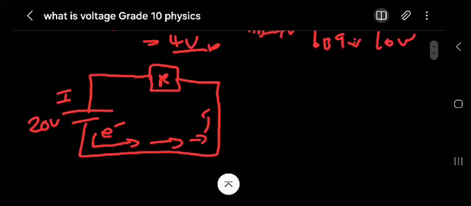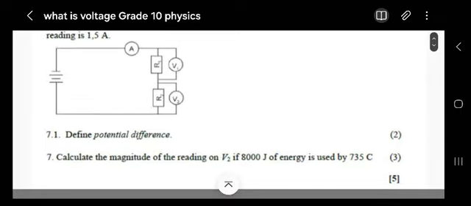electrons will flow from a negative terminal. When you see a small bar, it's a negative terminal. A long bar represents a positive terminal. Electrons will flow from the negative terminal to the positive terminal. You must know this. But the conventional current will flow in the opposite direction, from the positive terminal to the negative terminal. So you understand this, right? So yeah, guys, that is what you're supposed to know.